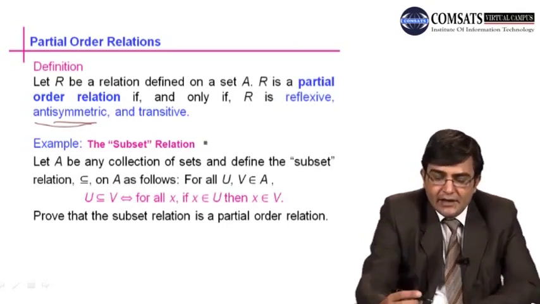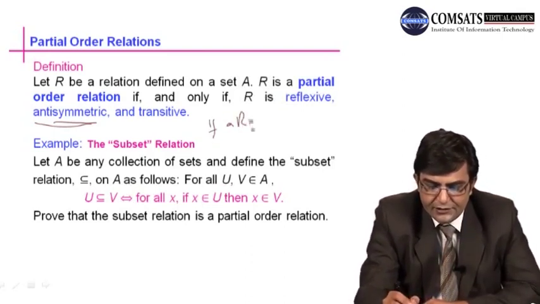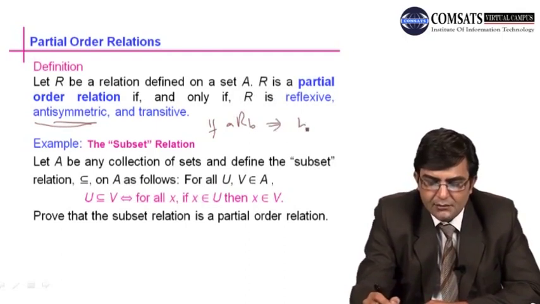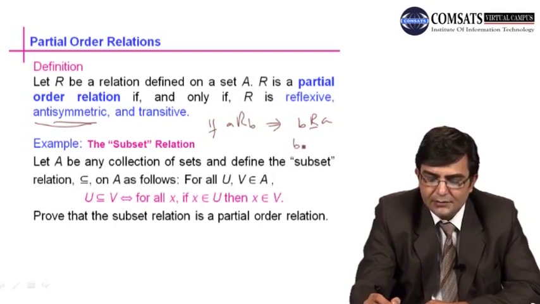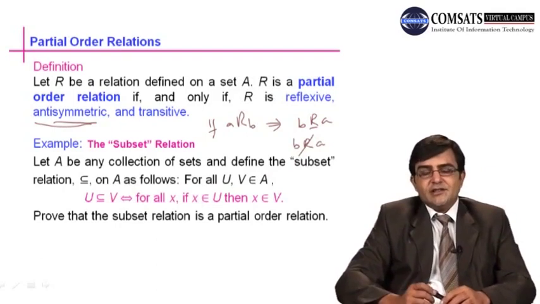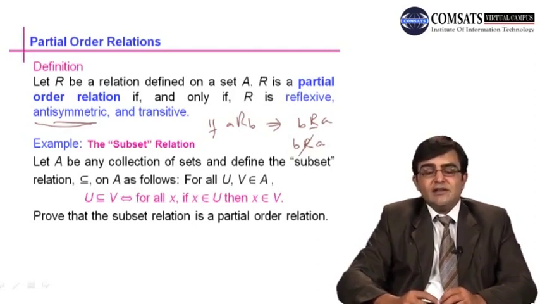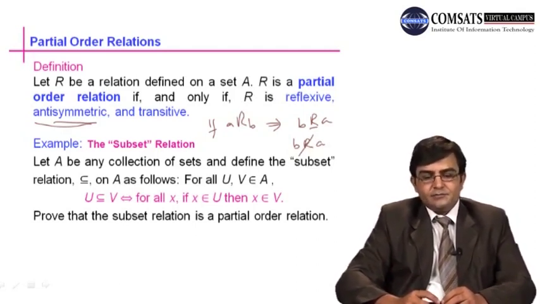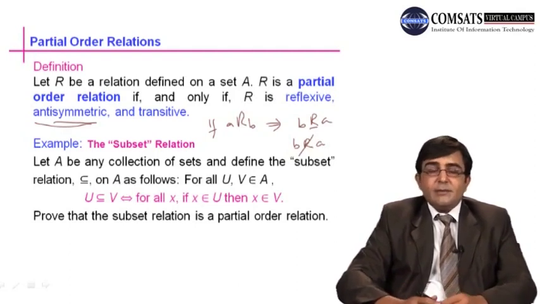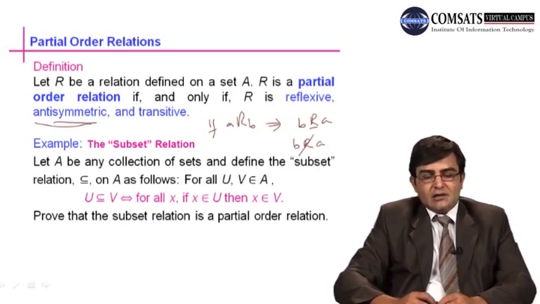You know that a relation R is antisymmetric if A is related to B implies B is not related to A. If this condition is true, then the relation is said to be antisymmetric. We have discussed it in the previous lecture on relations. So for example, the subset relation is a partial order relation.